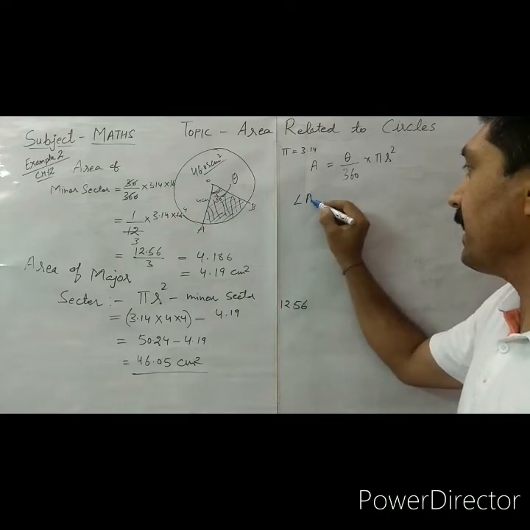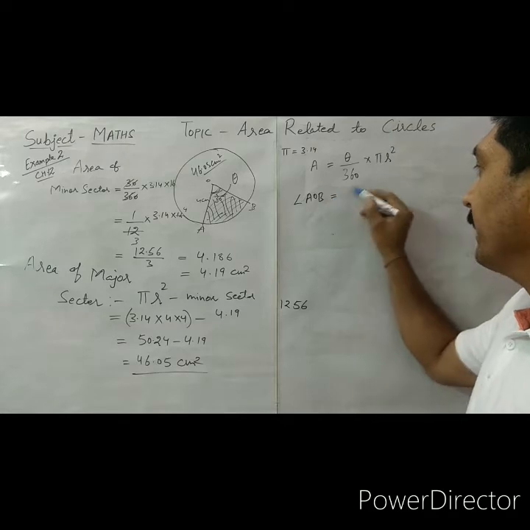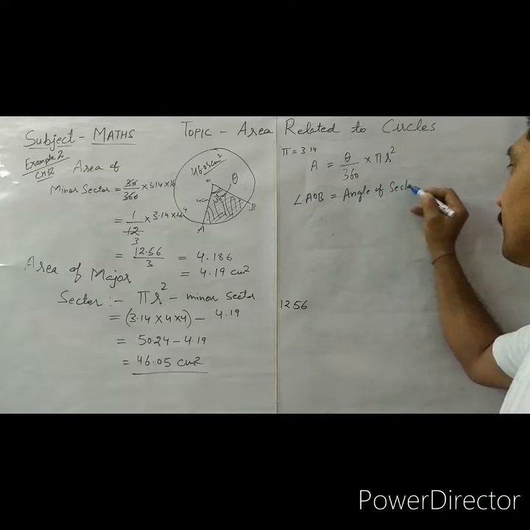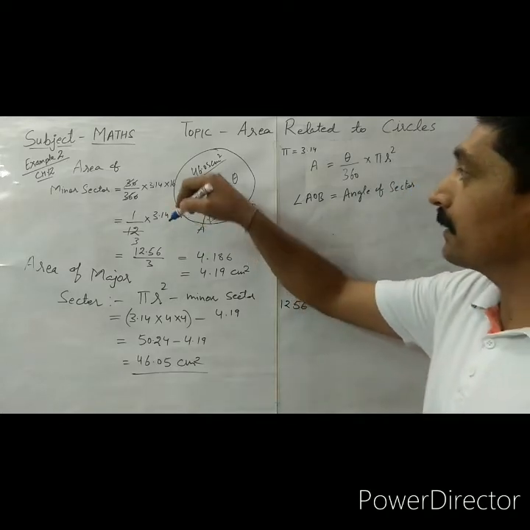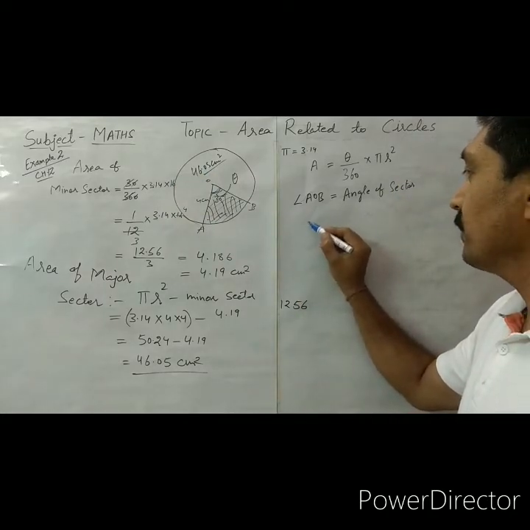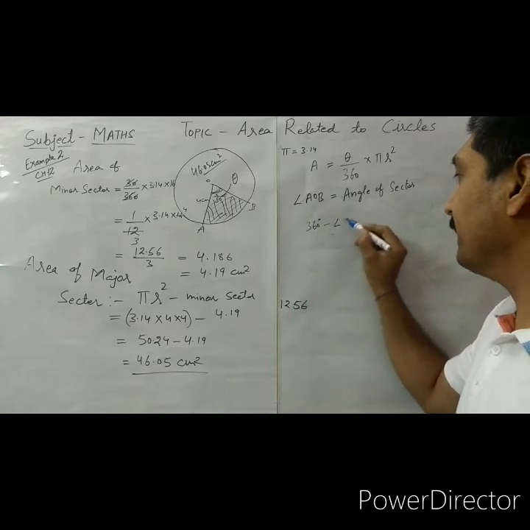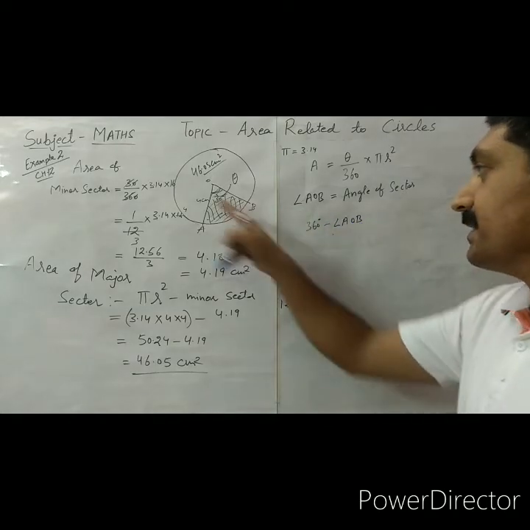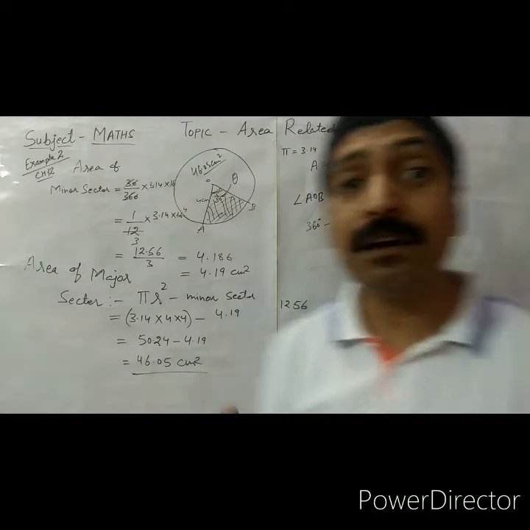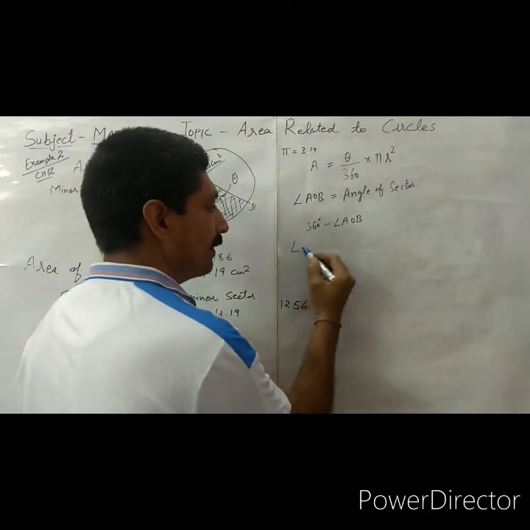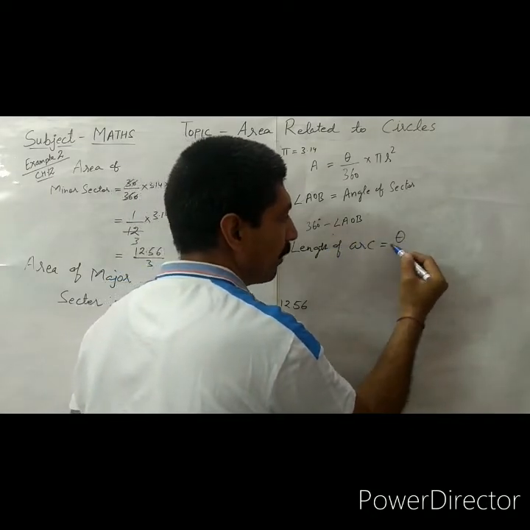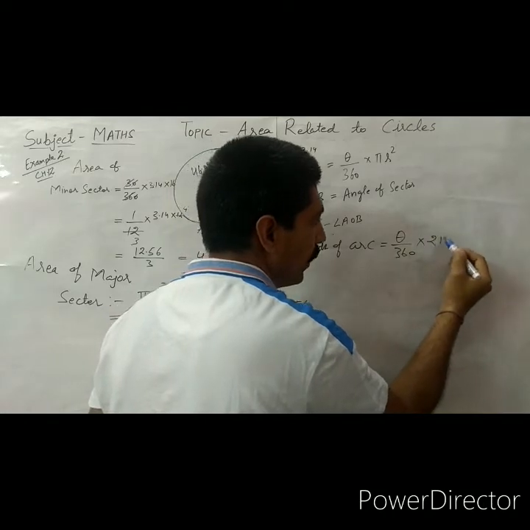And this is the angle of the sector. Angle AOB is called the angle of the sector, and the angle of the major sector is equal to 360 minus angle AOB. Like in this case, this angle is 330 degree. Similarly, the length of the arc is equal to theta upon 360 into 2 pi r.